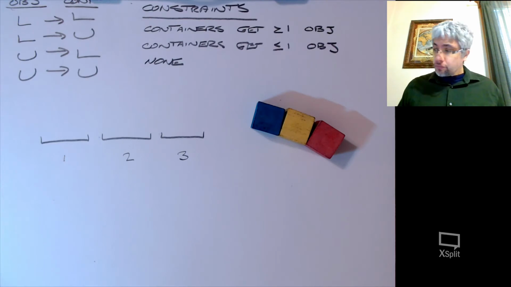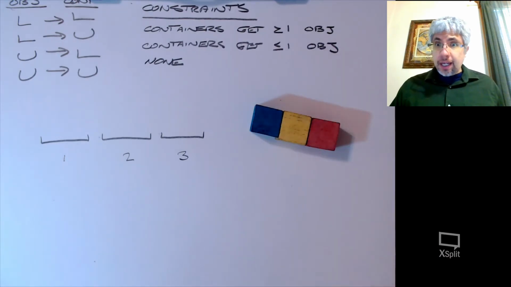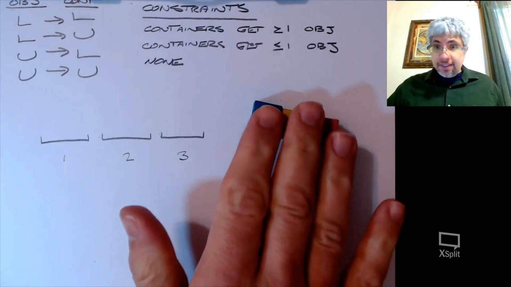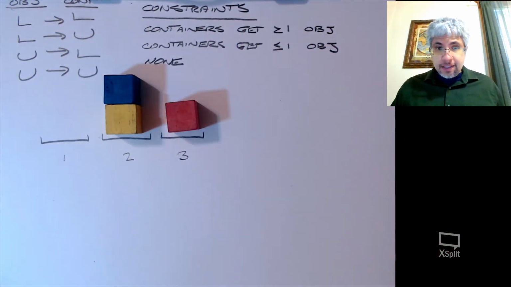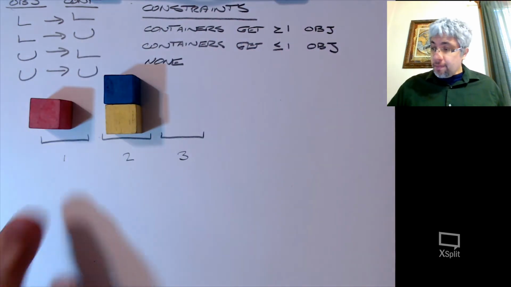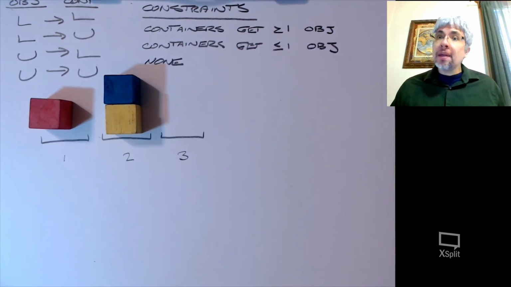Okay. So what I could do is I could say, okay, how many different ways can I place these labeled objects into these labeled containers? So one of them would be this, and this would be different because I can tell the difference between 1 and 3 because they're labeled. Okay?